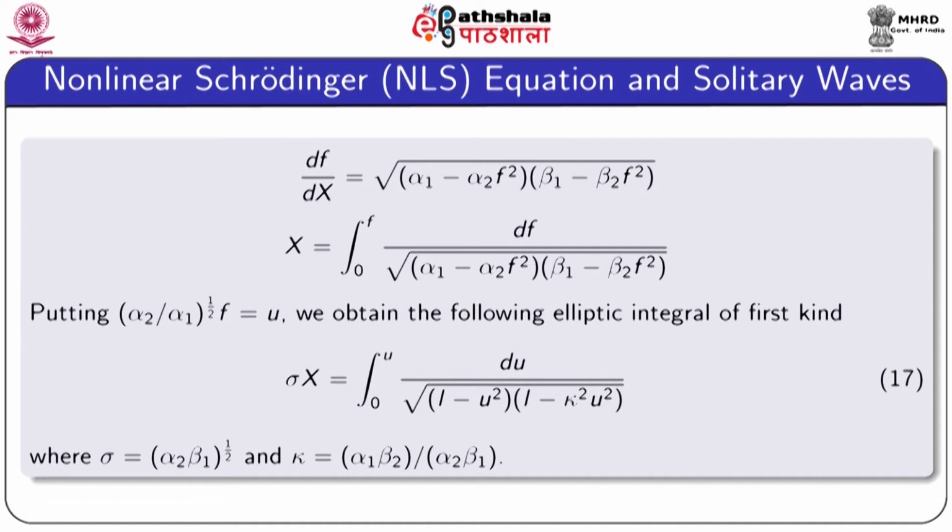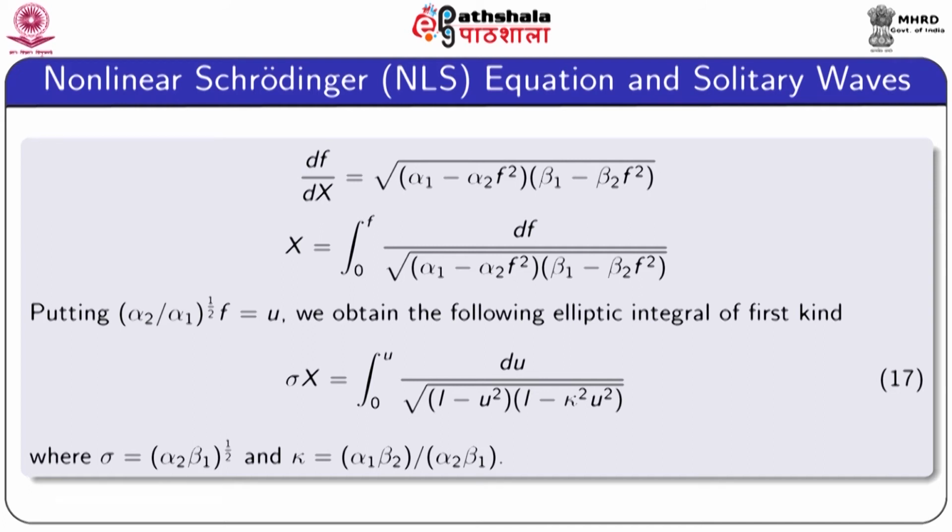Now, assuming (alpha 2 by alpha 1) to the power half into f as our new variable u. So, in terms of the new variable u, the above integral becomes sigma x equals integration 0 to u du by square root of (1 minus u square) into (1 minus kappa square u square), where the new constants kappa and sigma are given by what you can see in the last line of this slide.